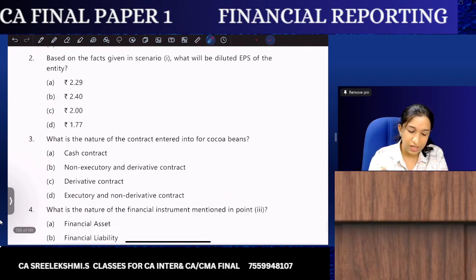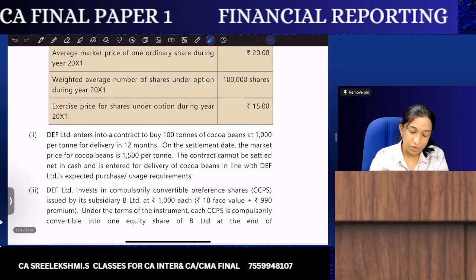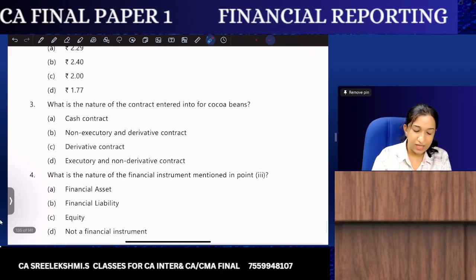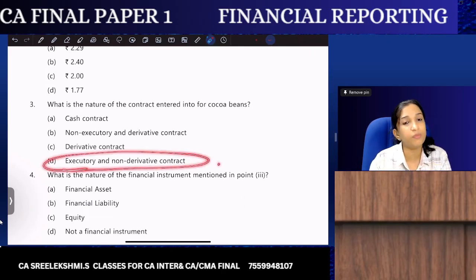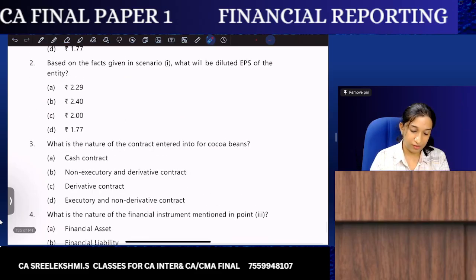Then what is the question? What is the nature of contract? Cash contract, non-executory, derivative contract, executory and non-derivative. So you entered into a contract to buy 100 tons at 1,000 per ton for delivery in 12 months. So here the delivery will be in 12 months. So it is executory. It has not executed, and it is more appropriate as executory and non-derivative. It cannot be considered as a derivative contract. It is non-derivative. Okay.